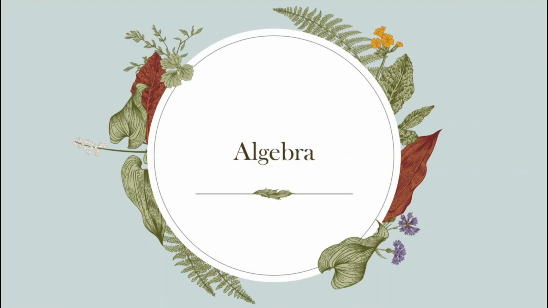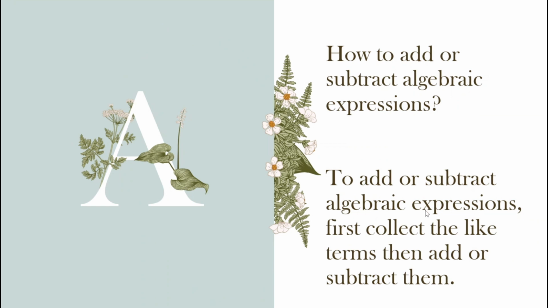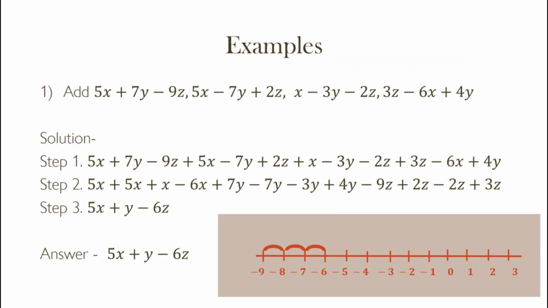Today we'll learn how to add or subtract algebraic expressions. To add or subtract them, first we collect the like terms together and then we add or subtract them. Now, in order to solve these algebraic expressions, it is mandatory for us to be very clear with what are like terms. So I'm repeating it once again.